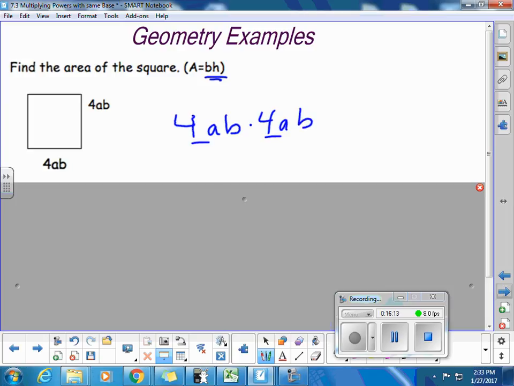Again, number times number, 4 times 4, 16. Oh, my smartboard's going crazy, so let's give it a try here. Hopefully it'll hold out. A times A, B times B, and we have 16, A to the first, so A to the second, B to the first, B to the first, B to the second.